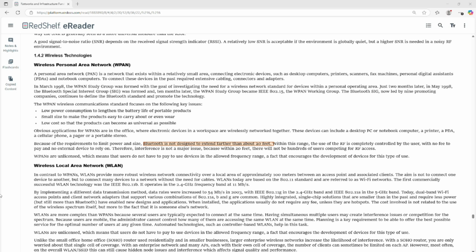However, the requirements of the WPAN to limit power and size render Bluetooth not to be designed to extend further than about 20 feet, which is a huge limitation for this technology. Bluetooth is still being used today though, but you can't go really far compared to other wireless technologies.